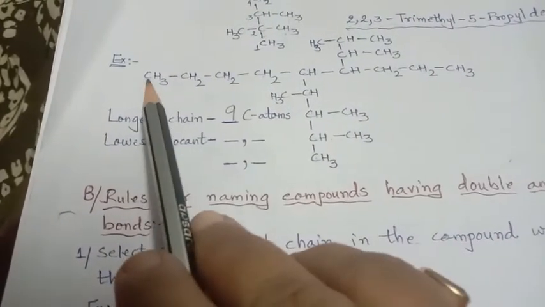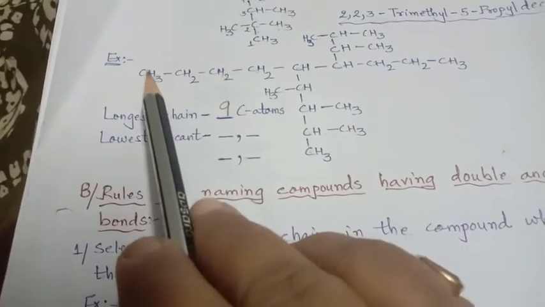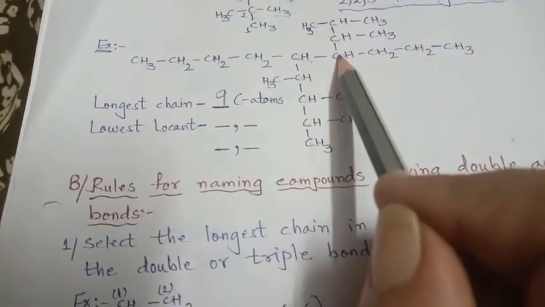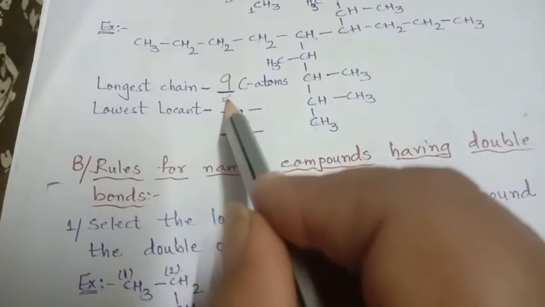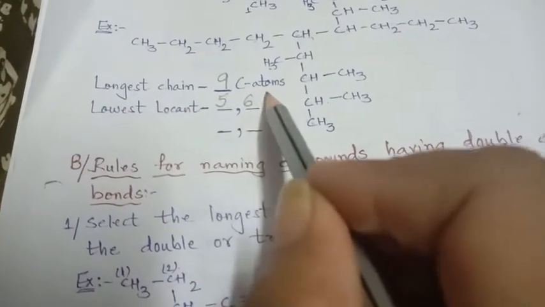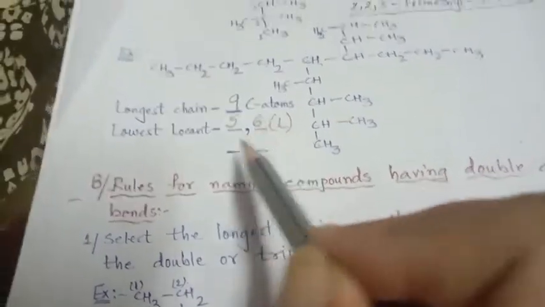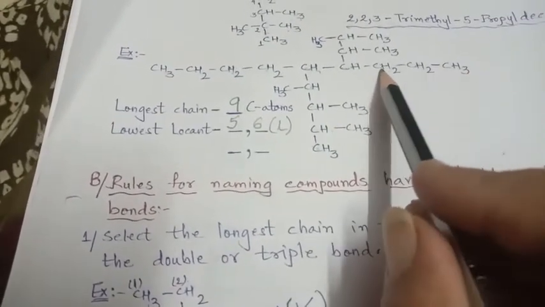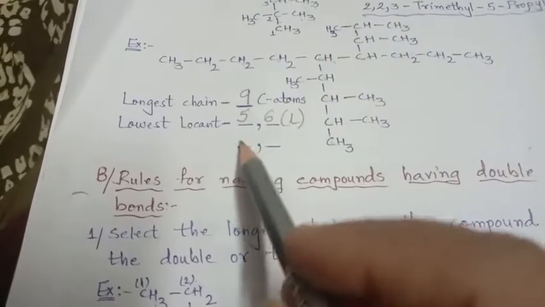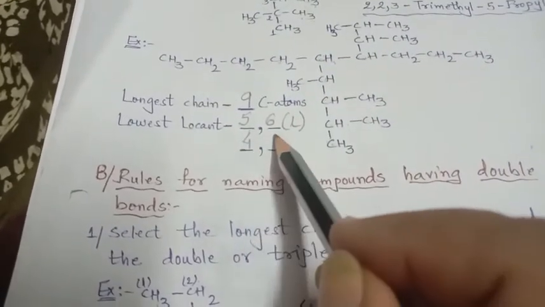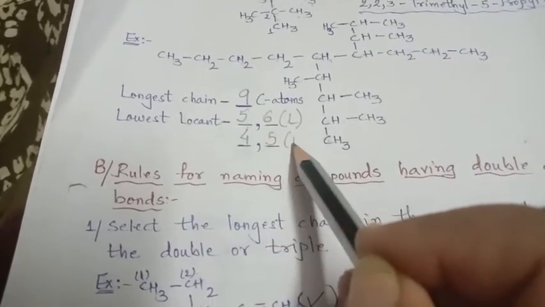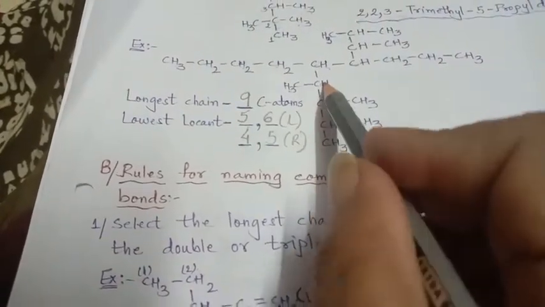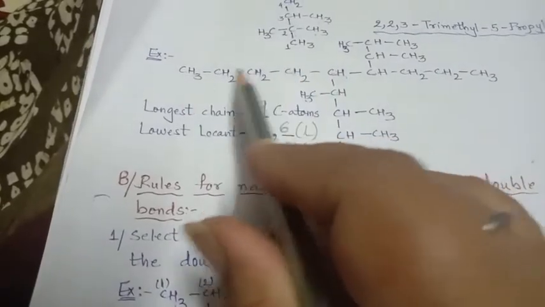So what happened? Where is the branch? 1, 2, 3, 4, 5. From the left side we are getting 5 and 6. Okay. From the right side let us see: 1, 2, 3, 4 and 5. So from the right side we are getting 4 and 5. One more chain is also with us: 1, 2, 3, 4, 5, 6, 7, 8, 9.